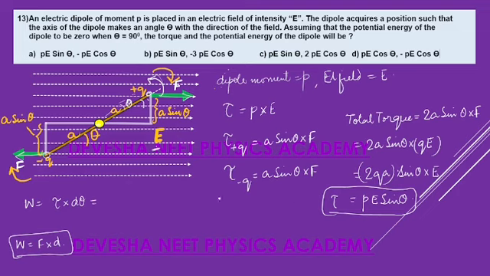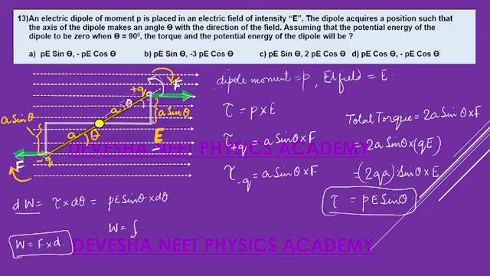Okay, so what is torque then? Torque is PE sine theta, we know that. So dW is PE sine theta into d theta. So if you need to calculate the total work if it moves a certain angle, it will be an integration of the entire effort, right? So this is dW.